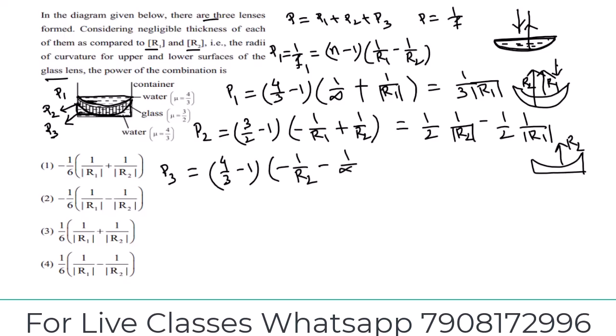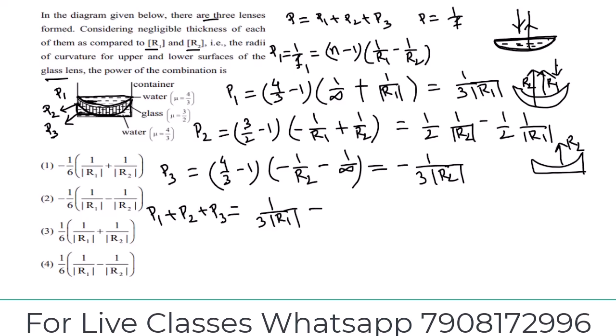minus 1 by infinity. So, 1 by infinity is 0. So, this becomes minus, 4 by 3 minus 1 is 1 by 3, so minus 1 by 3 mod of R2. Now if we calculate all these, that is add P1 plus P2 plus P3, then P1 is 1 by 3 mod R1, plus P2 is minus 1 by 2 mod R1, plus 1 by 2 mod R2, and P3 is minus 1 by 3 mod of R2.